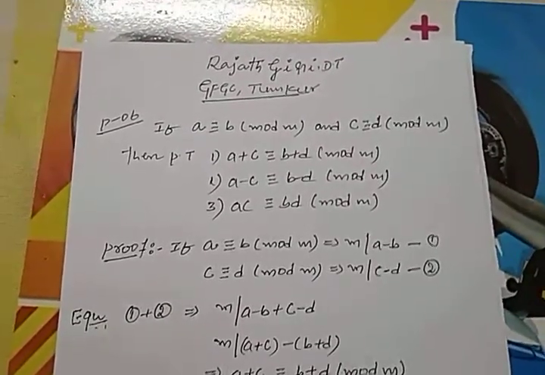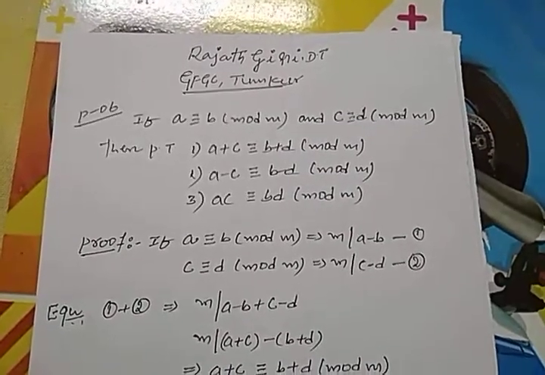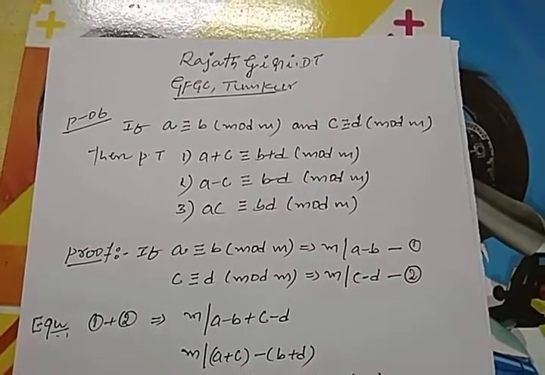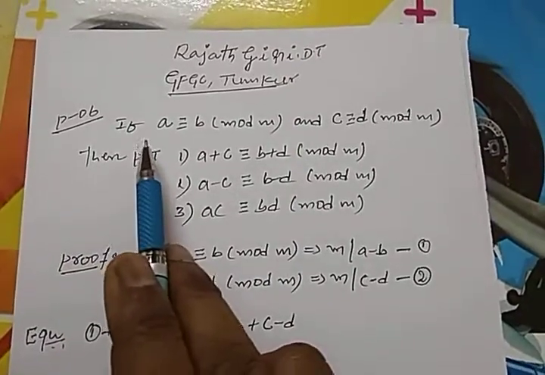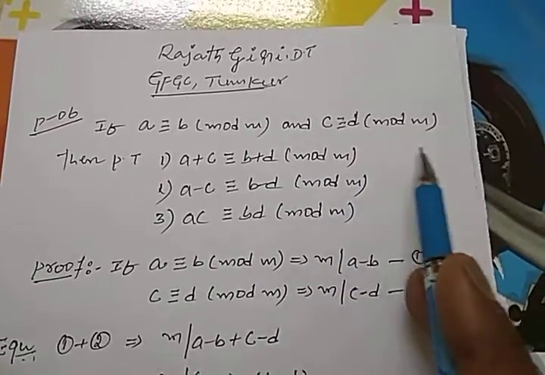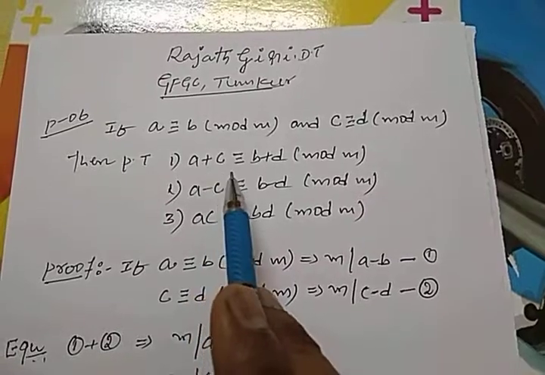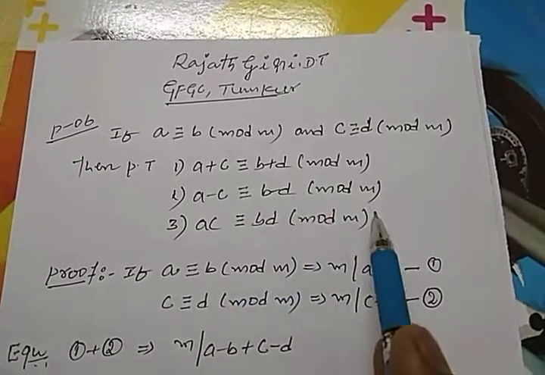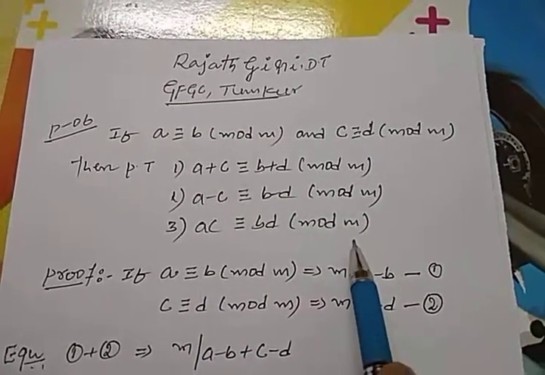Dear students, in this session, let us discuss some properties of congruence. Let us take one property. If A is congruent to B mod M and C is congruent to D mod M, we need to prove that A plus C is congruent to B plus D mod M, A minus C is congruent to B minus D mod M, and the third one is AC is congruent to BD mod M.